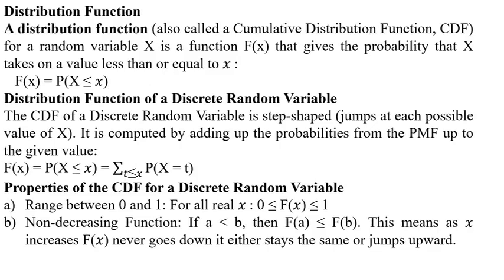Distribution function. What is a distribution function? A distribution function, which is also called the cumulative distribution function, CDF, for a random variable X, is a function F of x, capital F of x, that gives the probability that our capital X takes on a value that is less than or equal to small x. So our F of x equals P, the probability that capital X is less than or equal to small x.